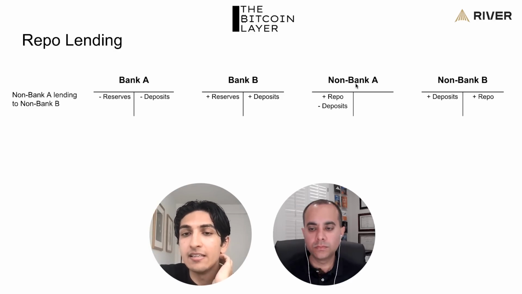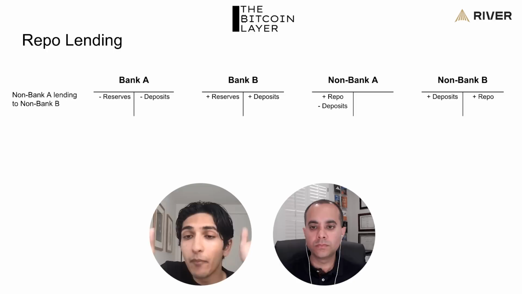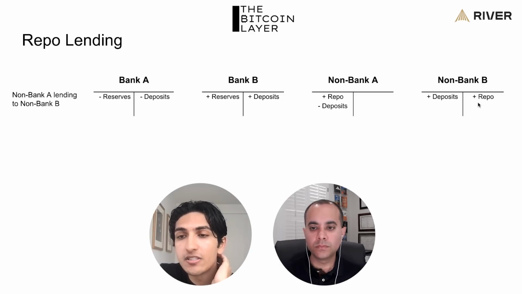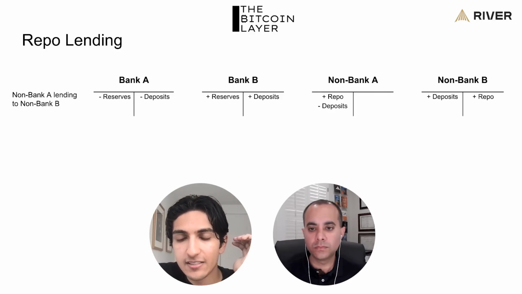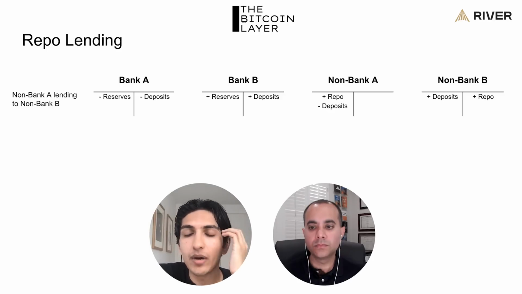If we forget the banks for a second, it's pretty similar to a regular bank loan, which is that non-bank A is making a short-term loan to non-bank B. So the deposits that non-bank A has, the money gets sent over to non-bank B, and now non-bank B owes that repo loan to non-bank A in a short period of time. And when I say non-banks here, it's not as much households making these loans. It's more like money market funds or primary dealers or other financial players.